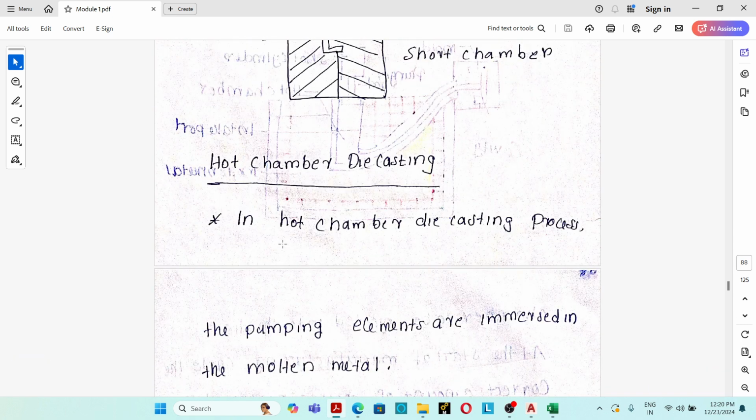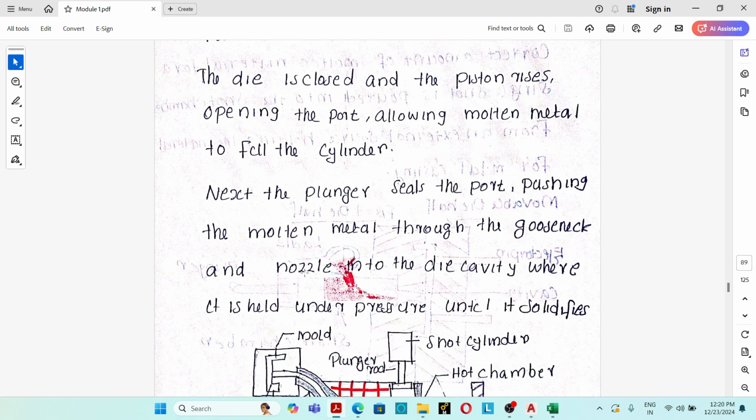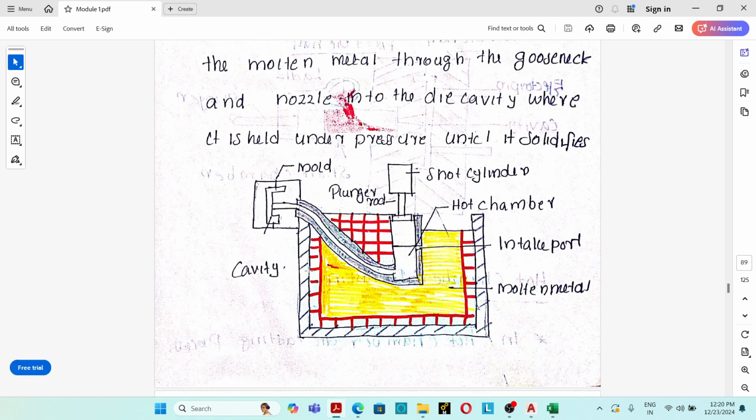The second classification is the hot chamber die casting process. This is the figure of the hot chamber die casting process. In hot chamber die casting, all the pumping elements are completely immersed in the molten material. The mold is placed very near to the molten material. These are the pumping elements: the plunger rod, plunger, shot chamber, and there is an intake port. All the pumping elements are completely immersed inside the molten material, and the mold is placed very close to the molten material.